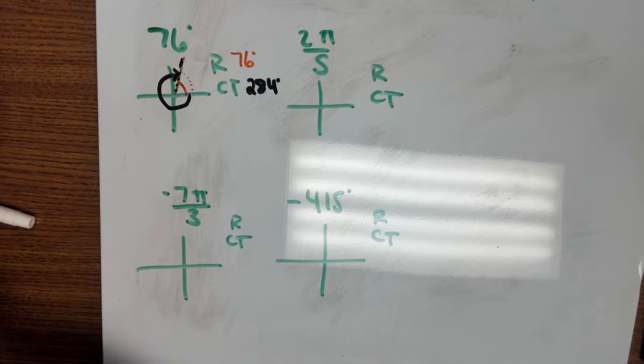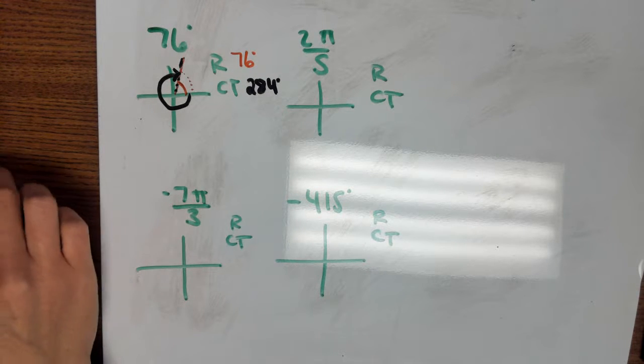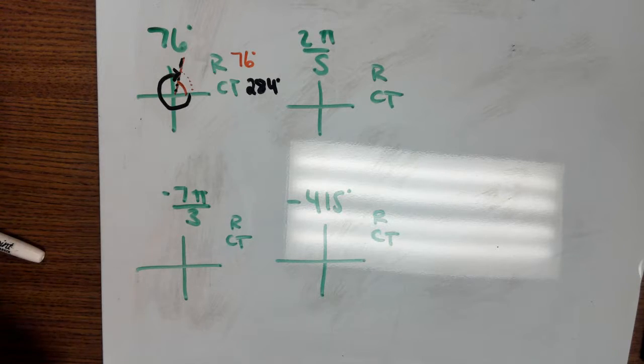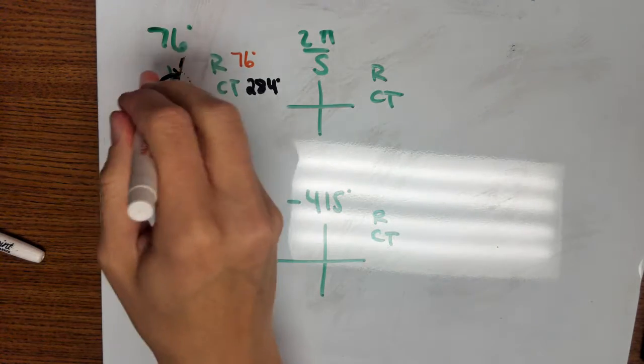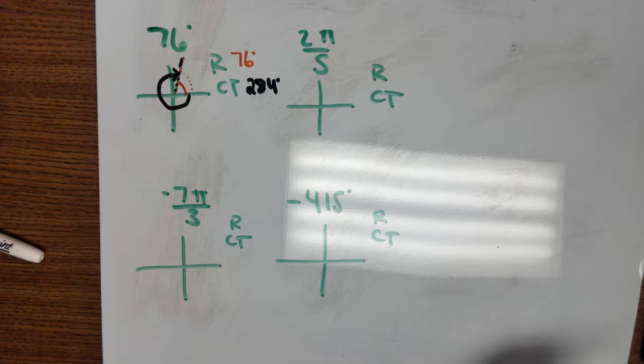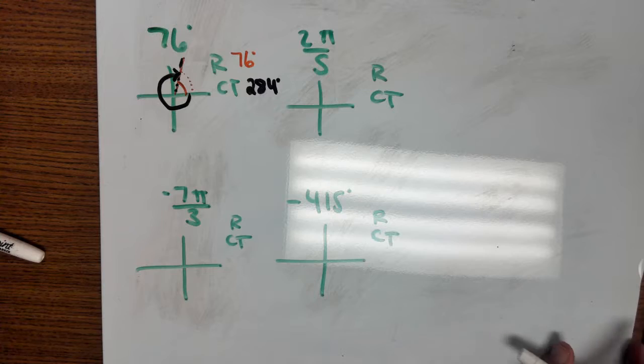There technically are an infinite number of coterminal angles. You just have to pay attention to what your restrictions give you. So if there's no restrictions, you could just add 360 to your 76 an infinite number of times. Or you could subtract 360 and go backwards, and those would all be coterminal.